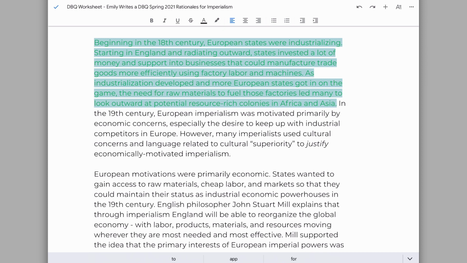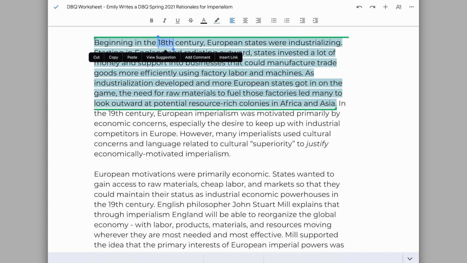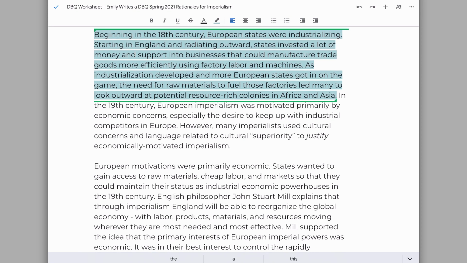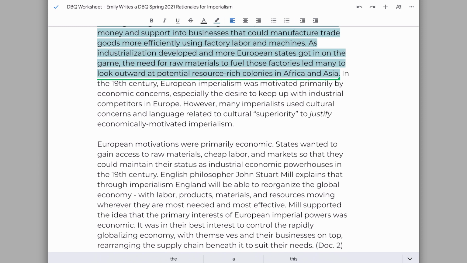She starts the century before, in the 18th century. You can see that here in the first line. She talks about industrialization, which is a specific thing, how it moved from England into the rest of the continent, that there were factory labor and goods and a need for raw materials. Is that sufficient context to set up the claim she's about to make? Yes, this is going to earn the contextualization point.